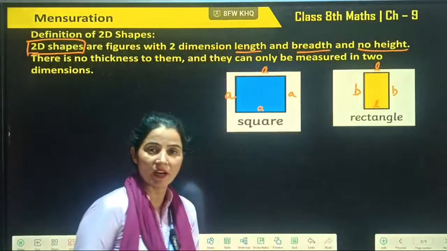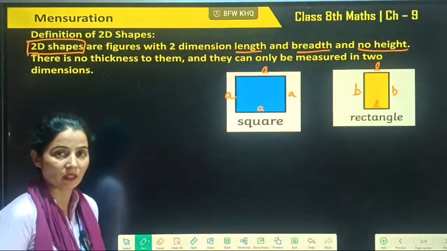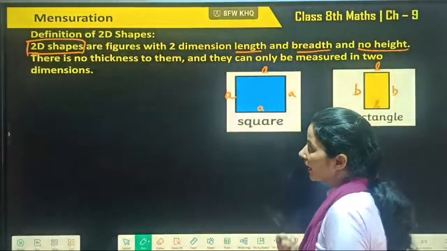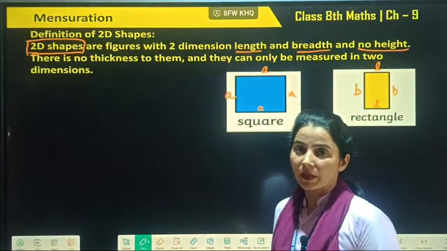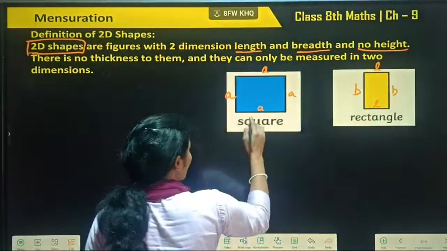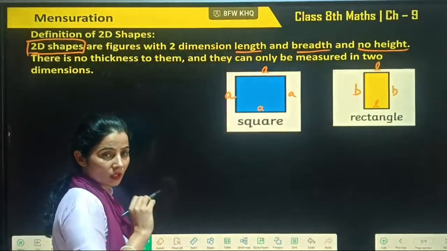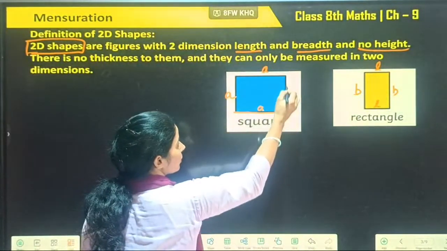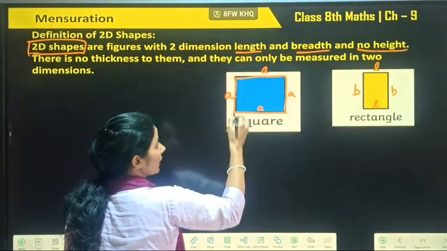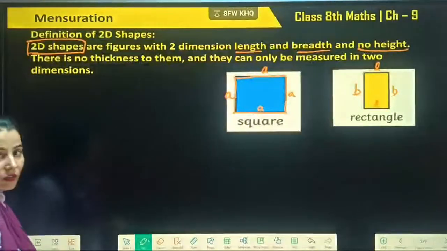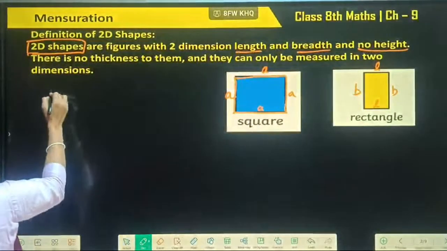Let us see how we can find out their areas and perimeters. We will talk first about their perimeters. As I told you, what is perimeter? Perimeter is the sum of the lengths of all boundaries. If I need to find the perimeter of this square, then I have to move around its boundary from there to there and there. Now, if I add all sides of the square, then I will get the perimeter of this square.